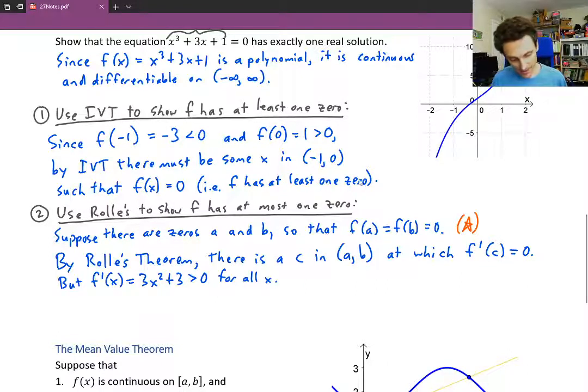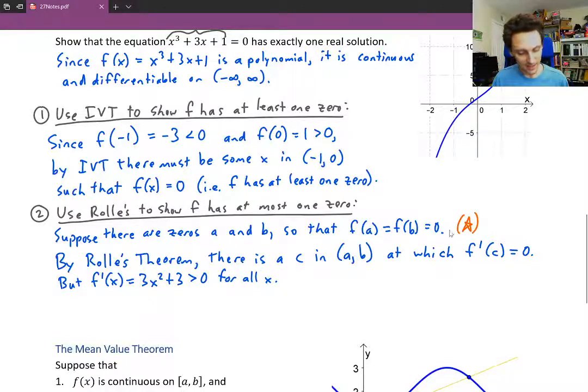But this contradicts the fact that f prime of c has to be equal to 0. Rolle's theorem just said, look, if we've got f of a equal to f of b, then by Rolle's theorem, there has to be a c on the interval from a to b at which f prime of c is equal to 0. But that can't be the case because f prime is always positive. So something about our assumptions must have been wrong.